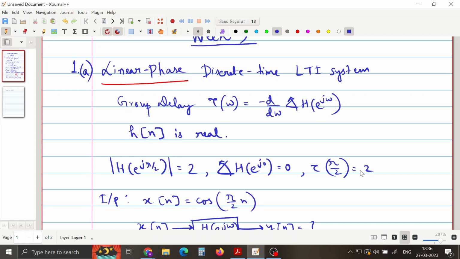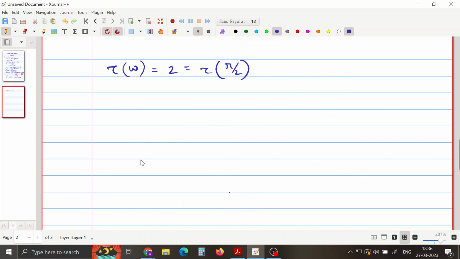So that's what we are writing here. So tau of omega is actually equal to 2, which is tau of pi by 2, and since tau of omega is minus d by d omega of the phase, we can write that tau of omega equals minus d by d omega of the phase. So, or we can write like this.